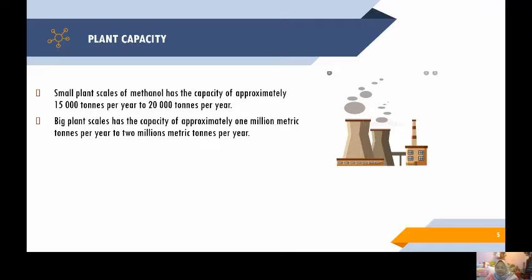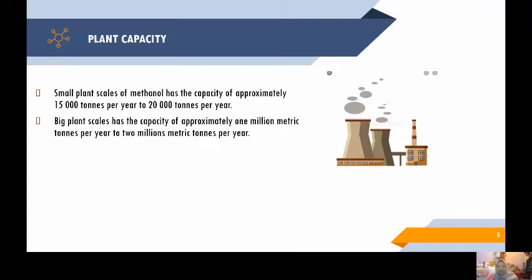So for plant capacity, there are two types of plant capacity for methanol production, which are small and big scales. So small plant scales of methanol have a capacity of approximately 15,000 tons per year to 20,000 tons per year. Meanwhile, big plant scales have a capacity of approximately 1 million to 2 million metric tons per year.